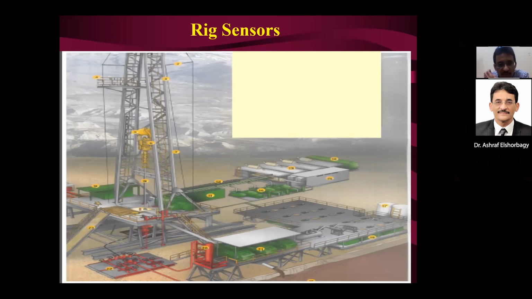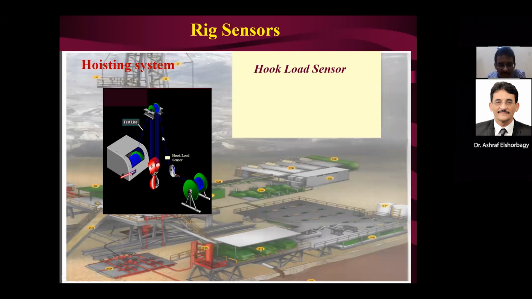One of the responsibilities of the mud logger is monitoring the well and monitoring all the drilling parameters. First, if we go again to the hoisting system, let's remember: the drawworks, the drilling line, the crown, the hook, and the traveling block. Our hook load sensor is fixed here. Where? It's fixed on the dead line, about 3 feet from the anchor.